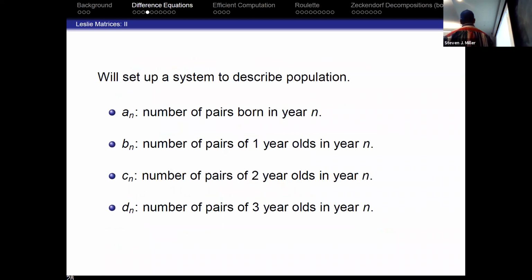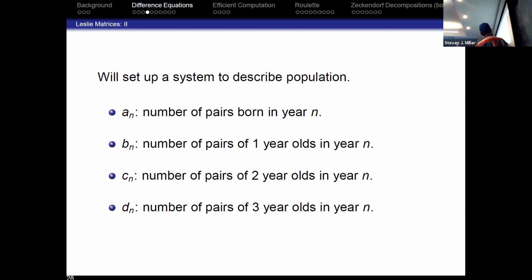So we're going to set up a system to describe the population. So A_n will be the number of pairs born in year n. I'm not talking about individual reals, I'm talking about pairs. If it bothers you about somebody mating with a sibling, we will have them just immediately swap, whatever. So I'll just always be talking about pairs. So B_n will be the number of pairs that are 1 year old in year n, C_n will be the number of pairs that are 2 years old in year n, and D_n will be the number of pairs that are 3 years old in year n. And we just want to figure out how the population is at time n plus 1, one year later.